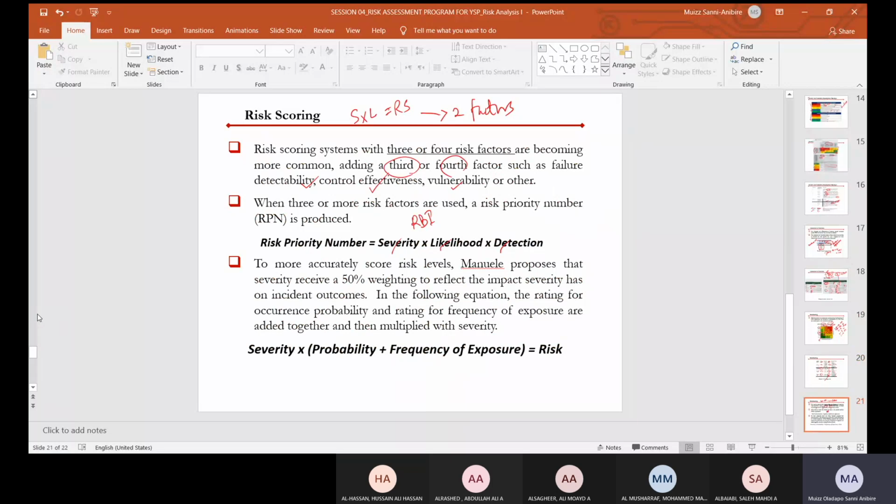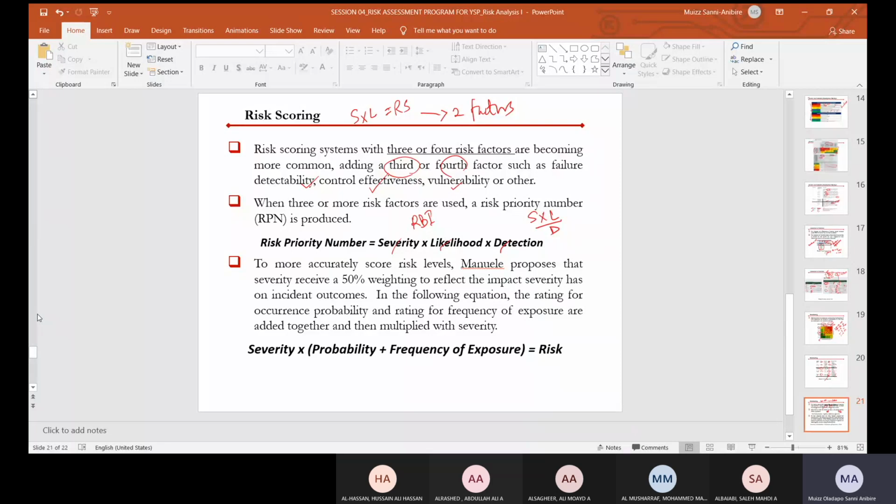And some people think that you shouldn't just keep multiplying all the factors. You may also have divisions. For example, you may say severity multiplied by the likelihood divided by the detection. So anyway, people come up with various formulas that they consider to better define the risk.